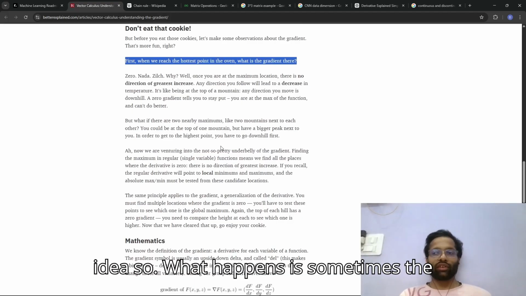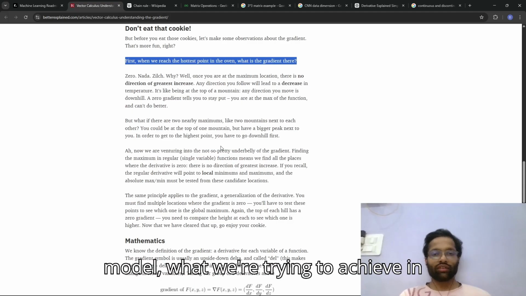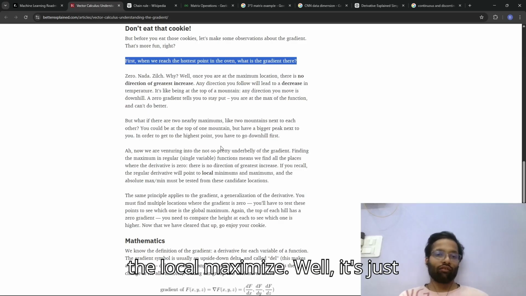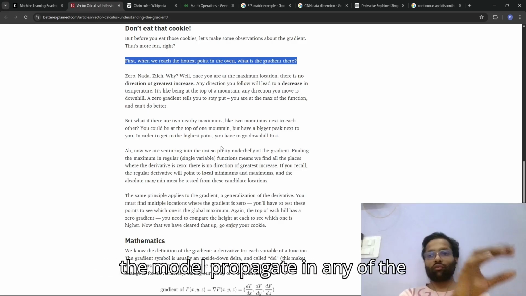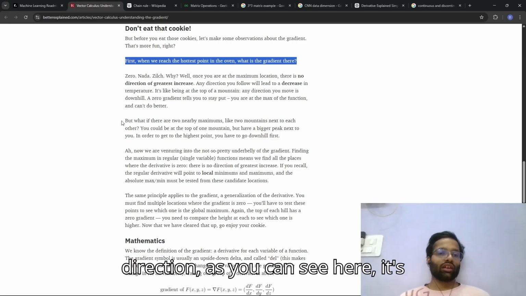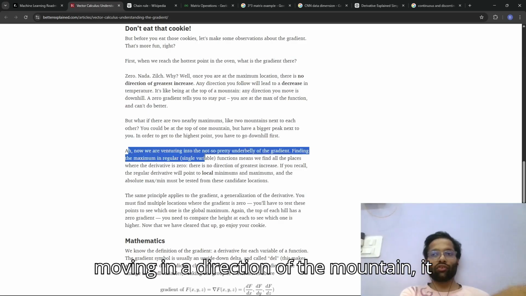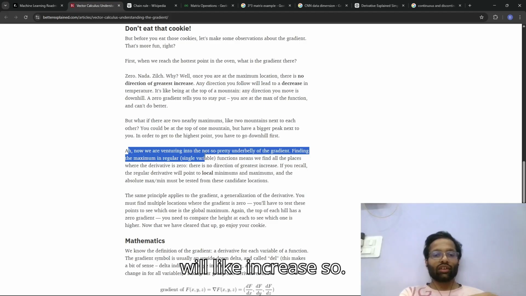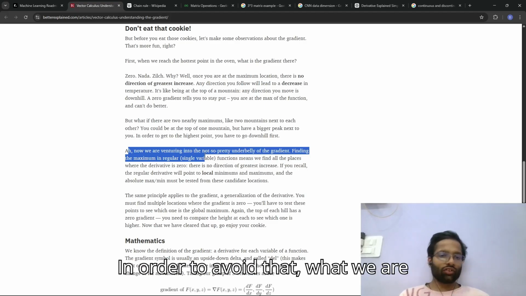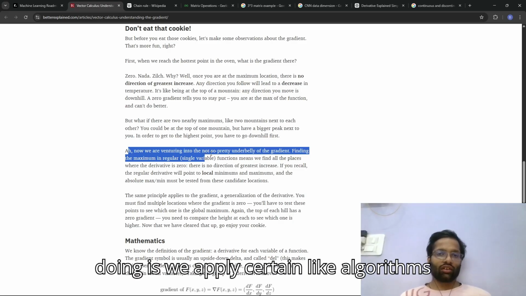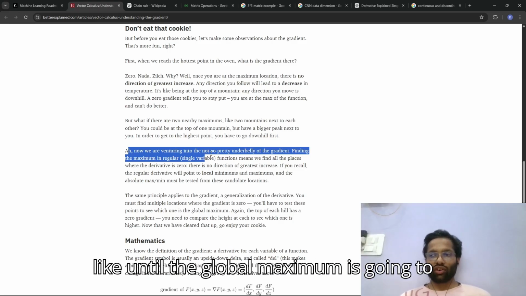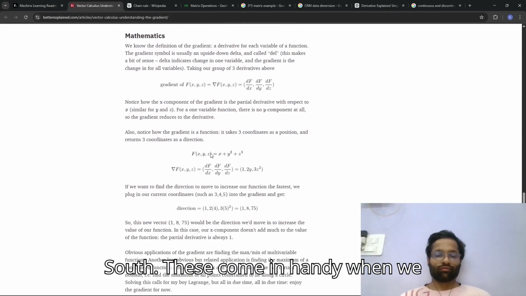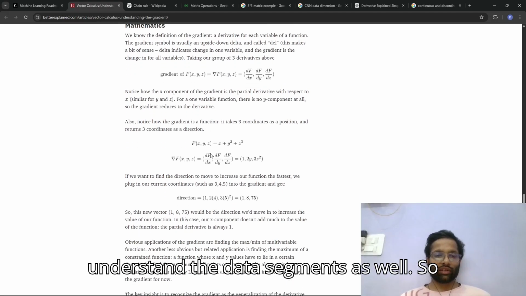What happens is sometimes what we're trying to achieve in the model is the maximum efficiency, but it has a certain point where it can have a local maxima as well, which is different from the global maxima. As the model propagates in any direction, as you can see here, it's moving in a direction of the mountain, it will go downhill. The performance will degrade, and then it will increase. So, in order to avoid that, we apply certain algorithms, like trying all the approaches until the global maximum is reached. These come in handy when we understand the later segments as well.